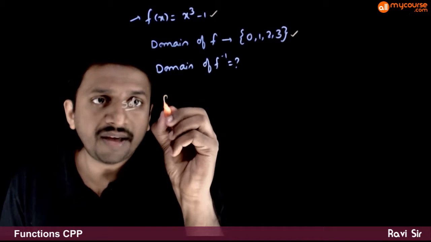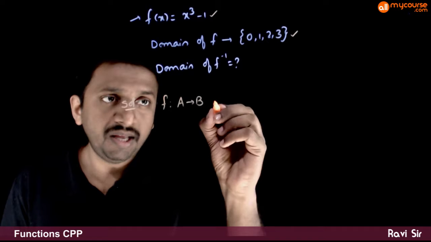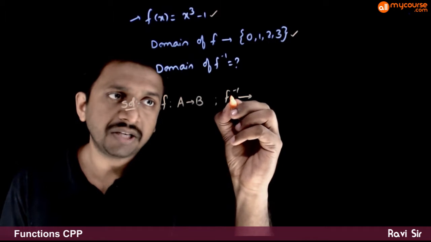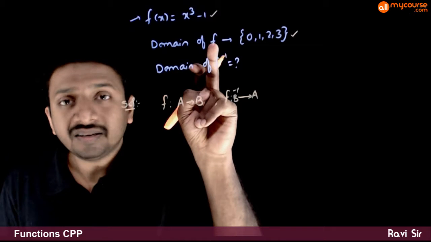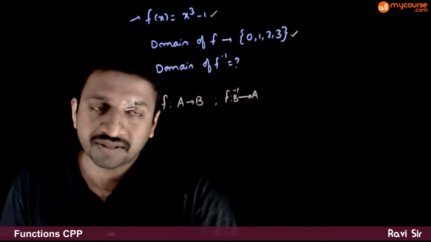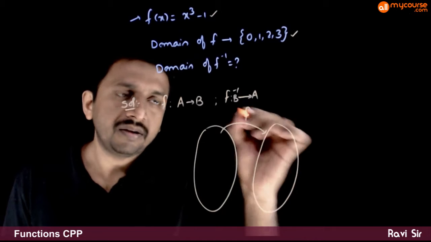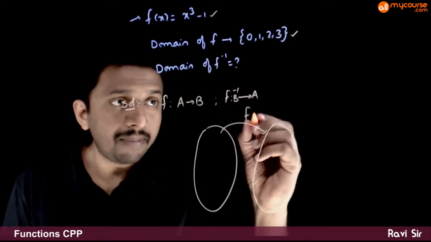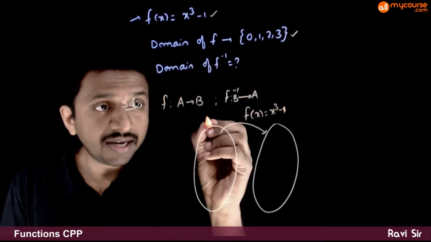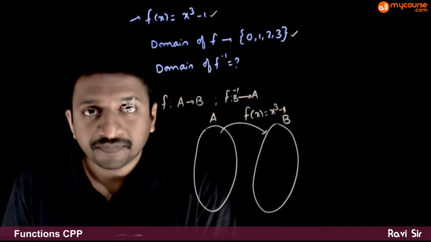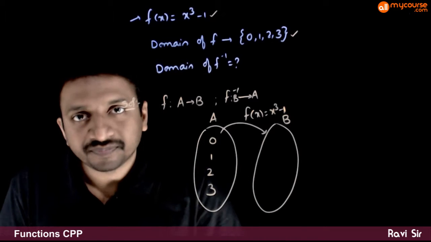So we know that if f is a bijective function from A to B, if f is a function from A to B, f inverse will be a function from B to A. So let us see the domain and range of the function f(x). It's given that my function f has a rule x cube minus 1, that is f(x) is equal to x cube minus 1, and the domain, let us call it A, let us call the range as B. So the domain of f is 0, 1, 2 and 3.